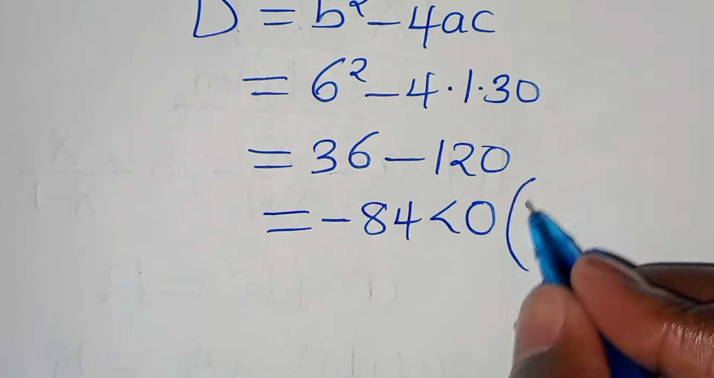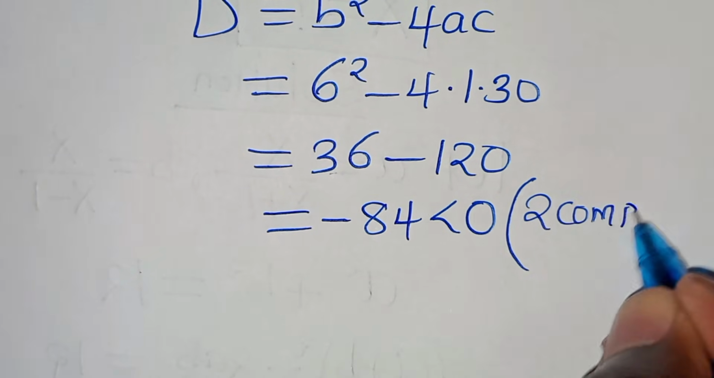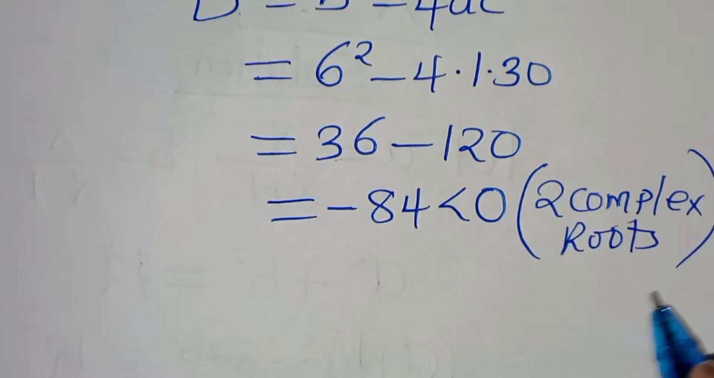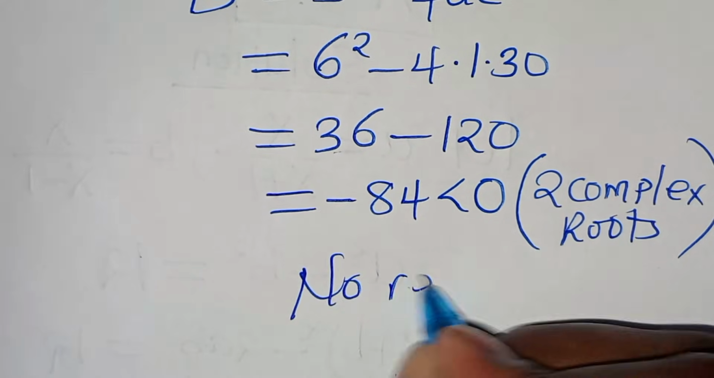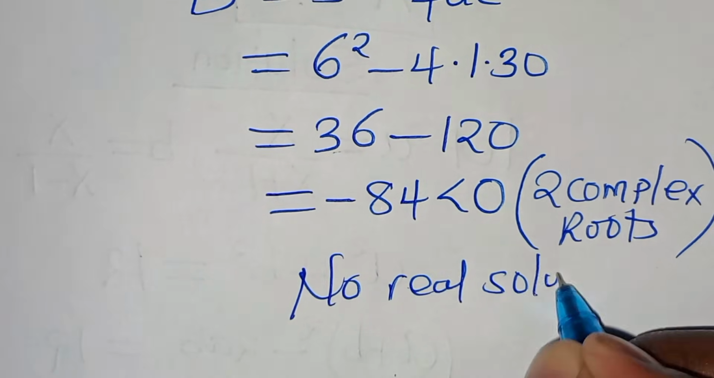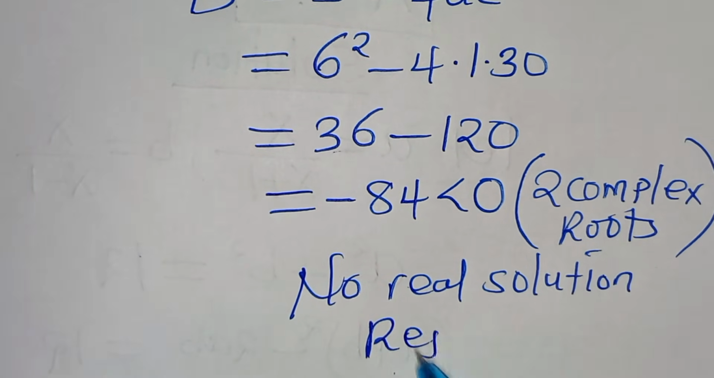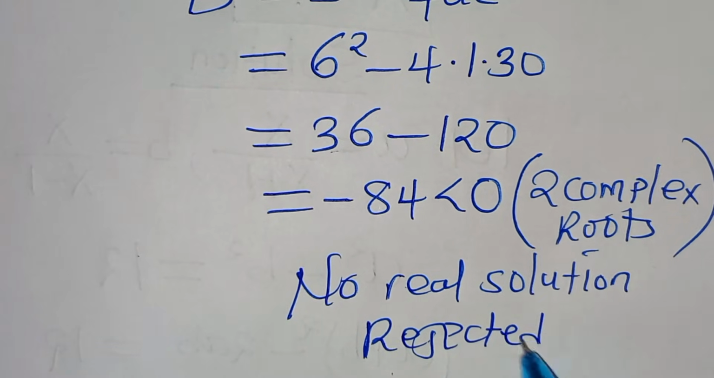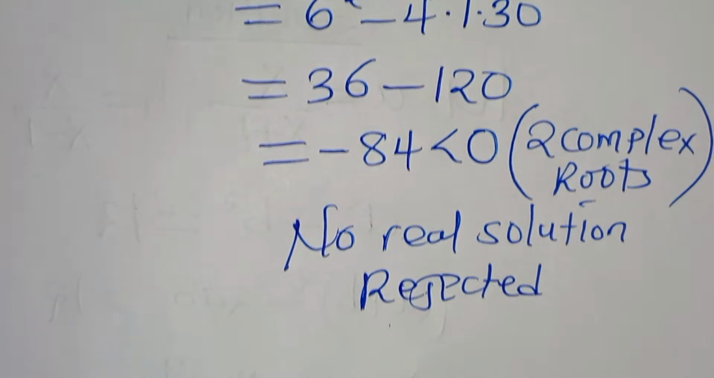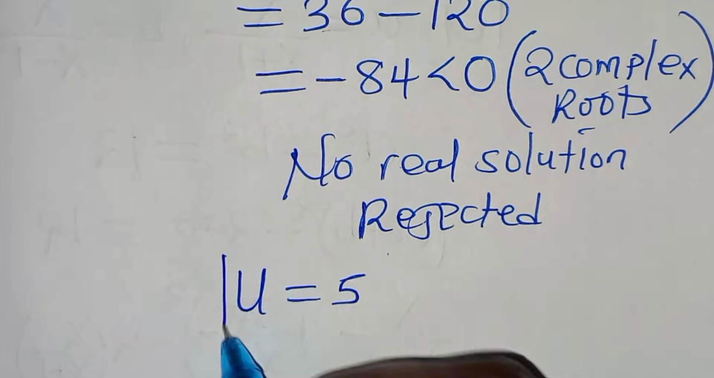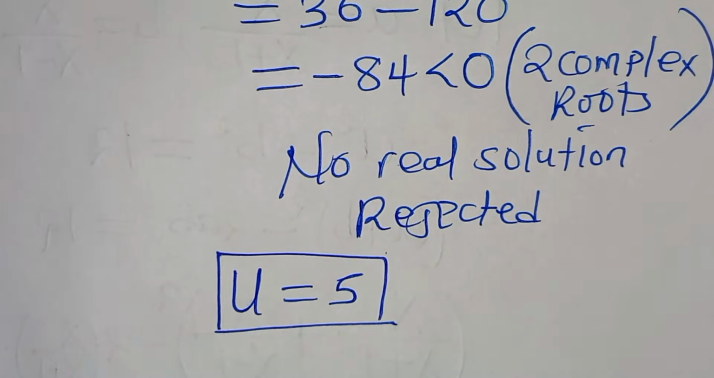What this implies is that we have two complex roots here. And what this means is there is no real solution that can be obtained from this quadratic equation. So in other words, the quadratic equation is rejected. Now, but we have u is equal to 5.